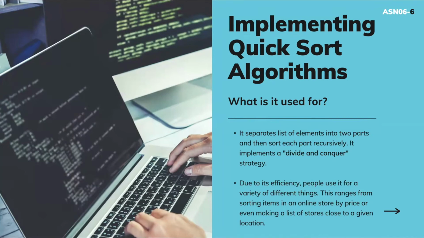And of course, as one of its major upsides is its efficiency, people will use this for a variety of different things, basically sorting things like ranging items, ranging prices, or even sorting catalogs. So it's probably one of the more mainstream sorting algorithms out there, because, like the previous slide said, it's one of the class-leading sorting algorithms, because it's efficient and easier, I guess.